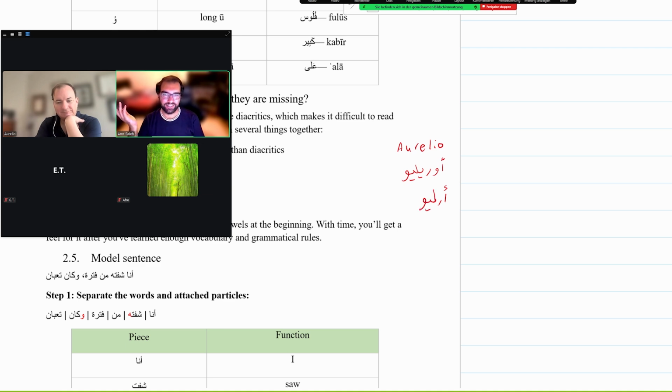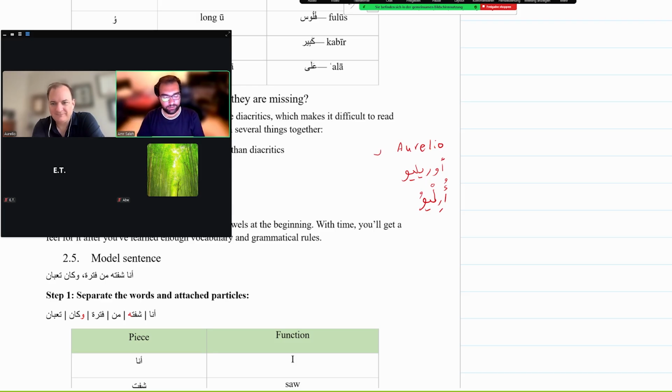Is it Aurelio, Irelio, Aurelio? There's endless combinations of how to pronounce this. So if I add like this, then I have an idea. But no one actually writes this way, so we add the vowels.